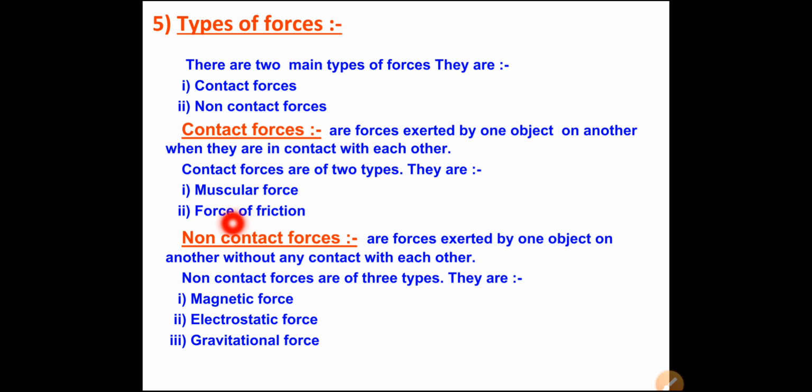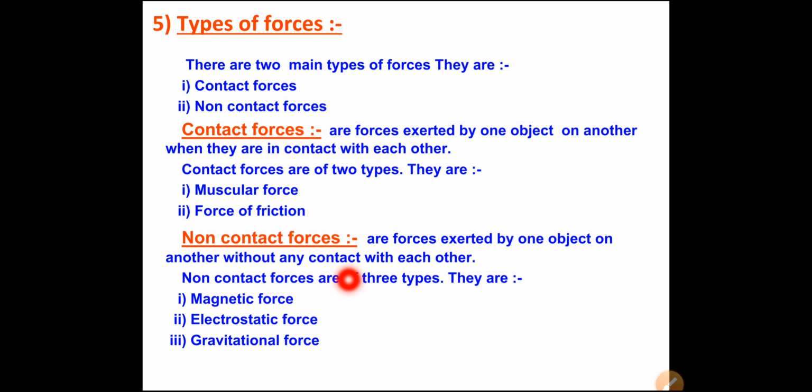For example, when a car is moving on a road and the driver applies the brake, then the car stops. At that time there is a force of friction, meaning there is contact between the tires of the car and the road. So this is a contact force. In a contact force, there is a contact between two objects, meaning one object exerts force on another object.